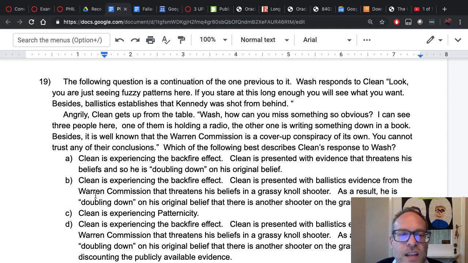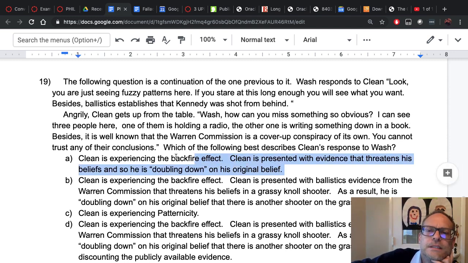You cannot trust any of their conclusions. Which of the following best describes Clean's response to Wash? A, Clean is experiencing the backfire effect. Clean is presented with evidence that threatens his beliefs, and so he's doubling down on his original belief. Okay, that sounds all right. It's a good general thing.